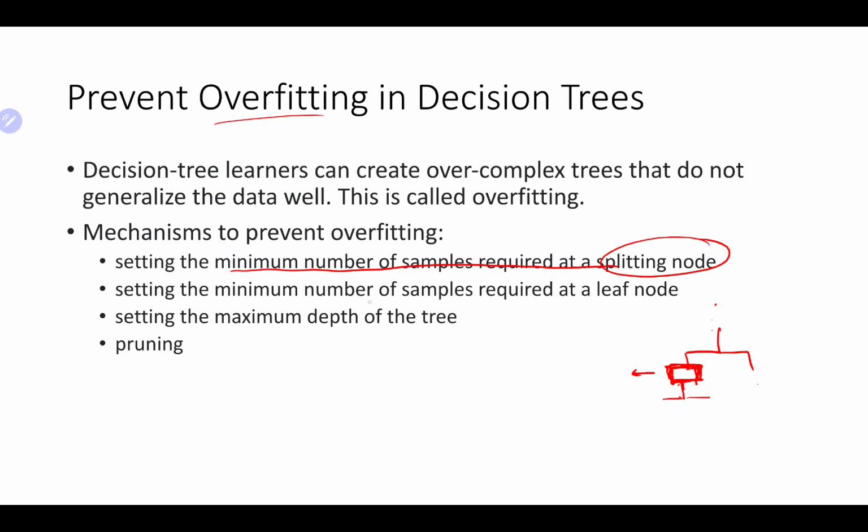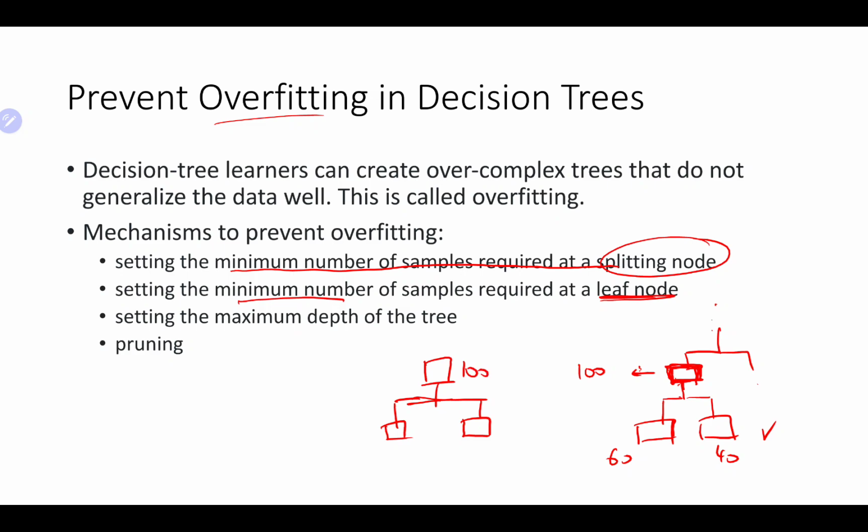Setting the minimum number of samples required at a leaf node. So a leaf node is the one at the end, right? So that's another thing. After the split is made, let's say there were 100 data points here, and we make a split, and then 60 go here and 40 go here. This might be okay. But what if there were 100 to start with, and only 5 go here and 95 go here? This is okay maybe, but this doesn't look so good to me.